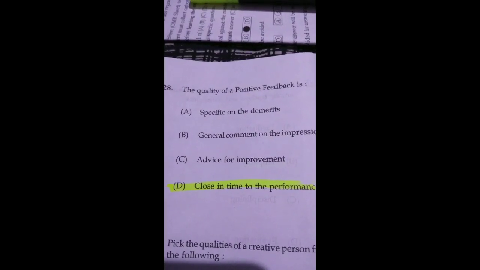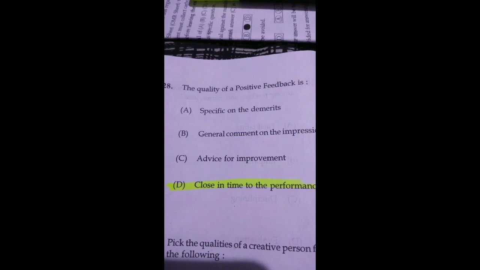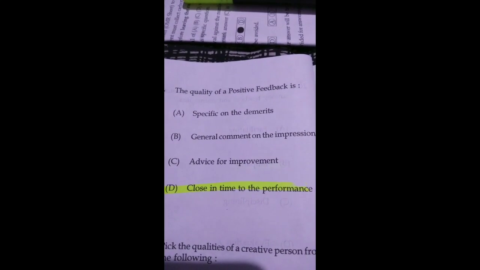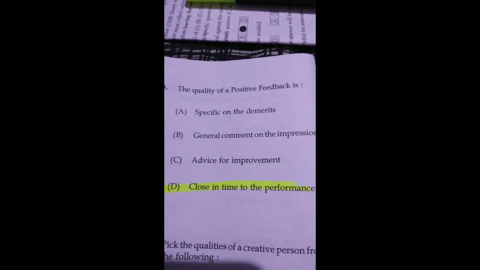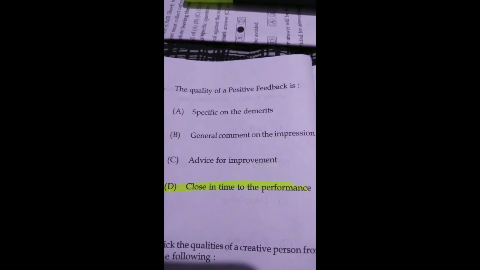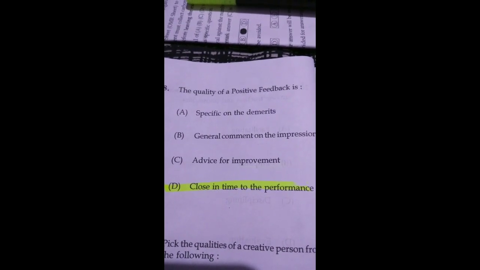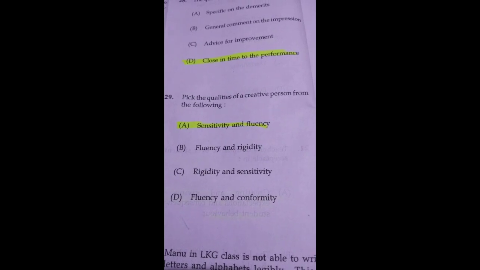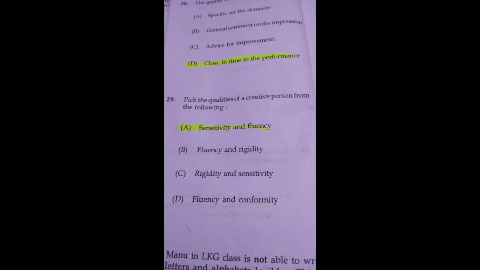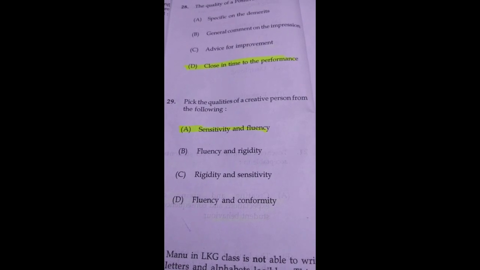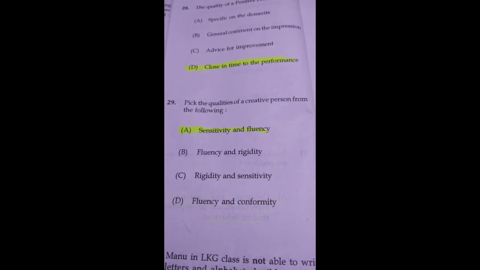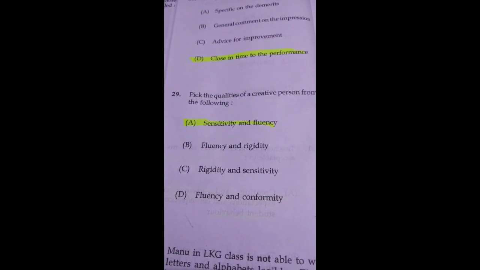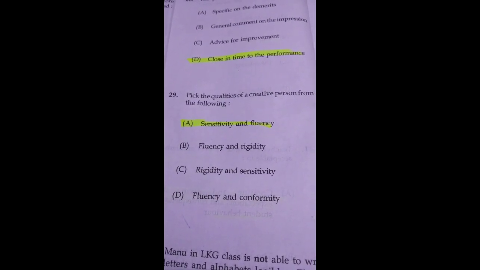The quality of positive feedback is specific on demerits, general comment on the impression, advice for improvement, close in time to preference. Answer is close in time to the preference. Number 29. Pick the qualities of creative person from the following: sensitivity and fluency, fluency and rigidity, rigidity and sensitivity, fluency and conformity. Correct answer is sensitivity and fluency.